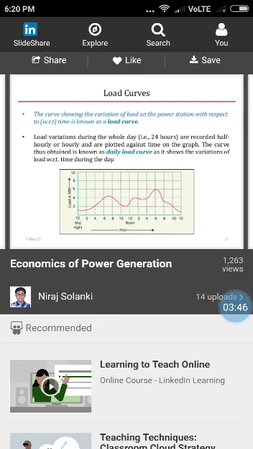Load curves. The load varying during the whole day, that is 24 hours, is recorded half hourly or hourly and is plotted against time on the graph. The curve thus obtained is known as the daily load curve, as it shows the variations of load with respect to time during the day.